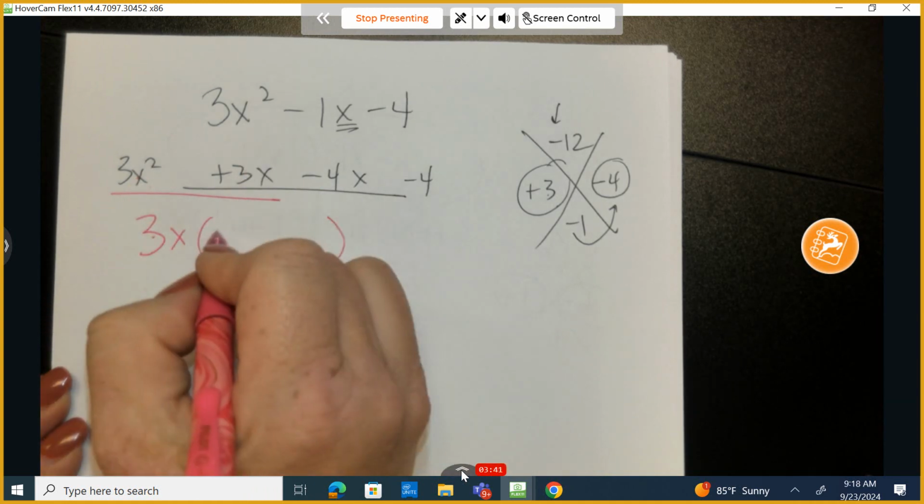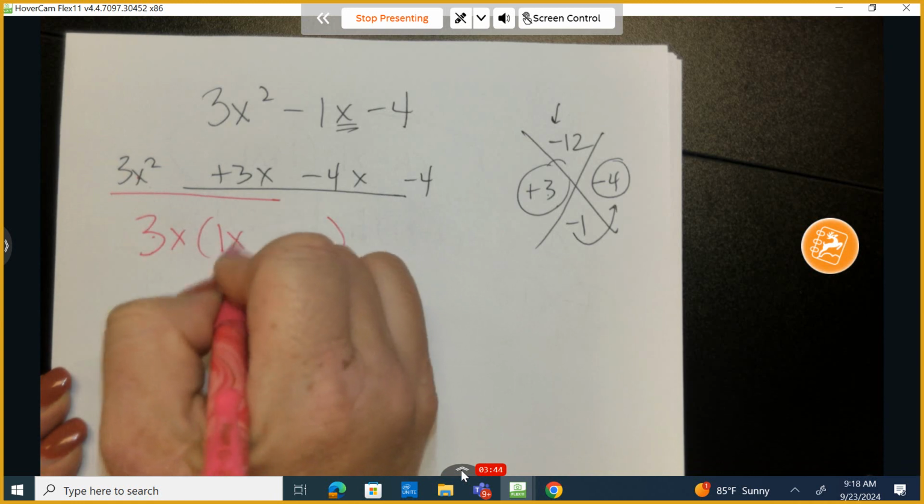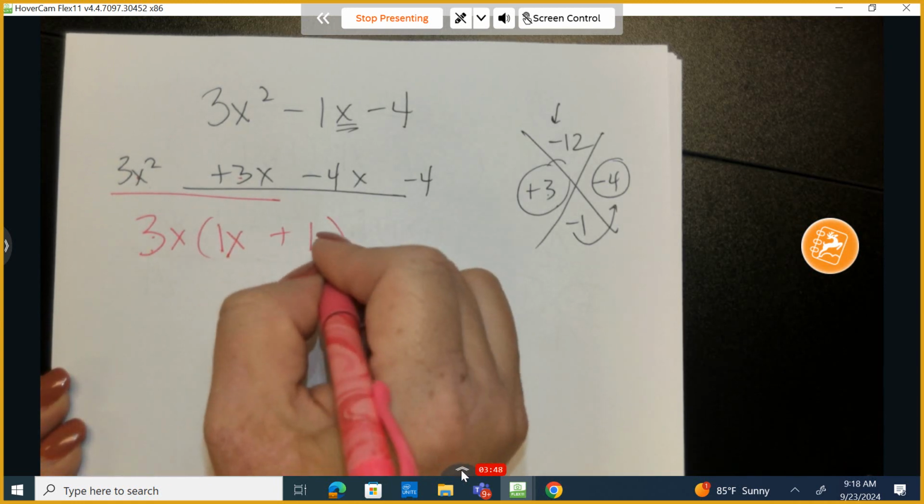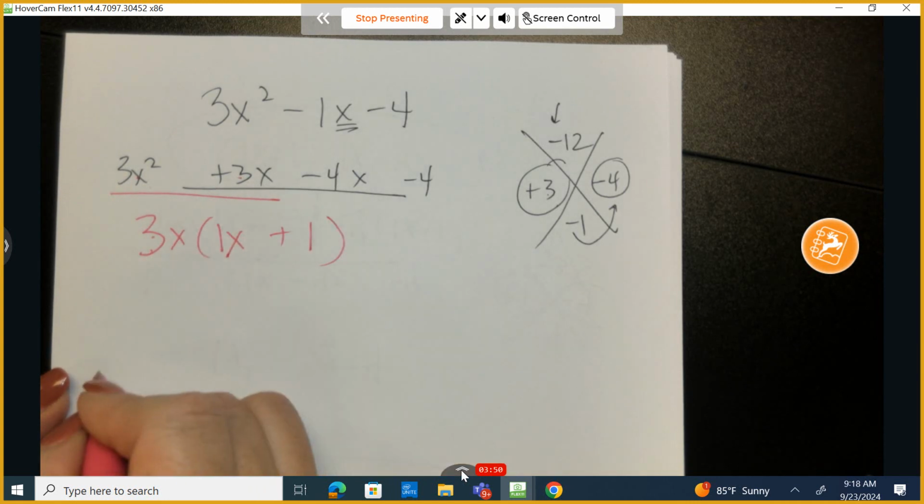3 divided by 3 is 1. I need 1 more x. 3 divided by 3 is 1. I don't need an x because when I distribute, I already have the 1x.